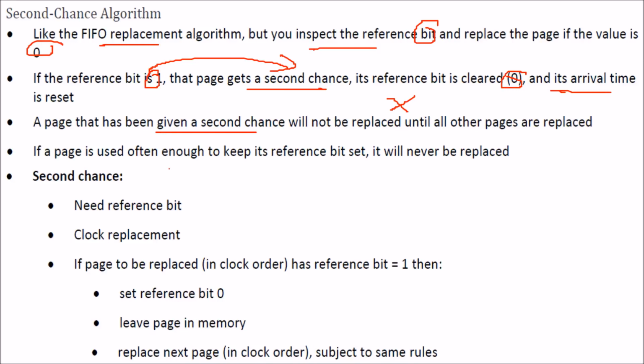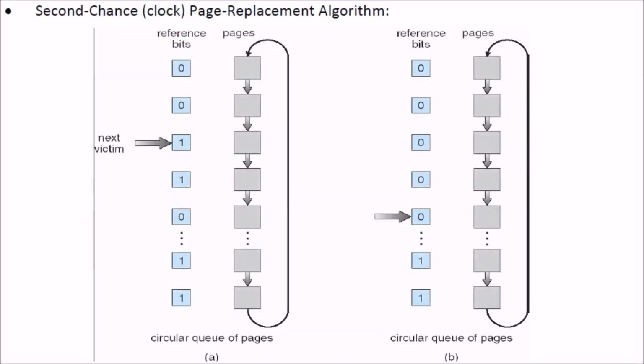So if the page is used often enough to keep its reference bit set, it will never be replaced. This second chance needs a reference bit, as I just indicated. We have a clock replacement. If the page to be replaced has reference bit 1, then we set the reference bit to 0. We leave the page in memory and we replace the next page in the clock order, subject to the same rules. This is a second chance, and this simply shows that we give a chance if it is 1, reset the value, and give it another chance so that others can complete, and then this should work.